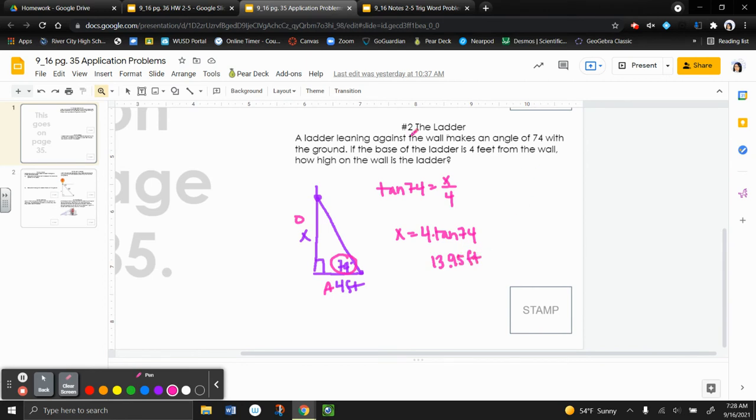So again, word problems have word answers. The ladder is 13.95 feet high on the wall.